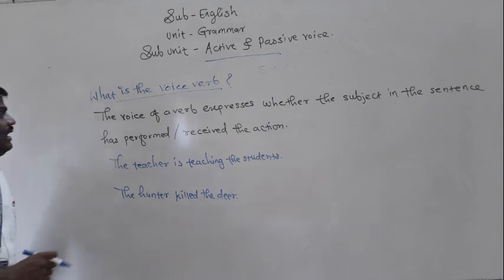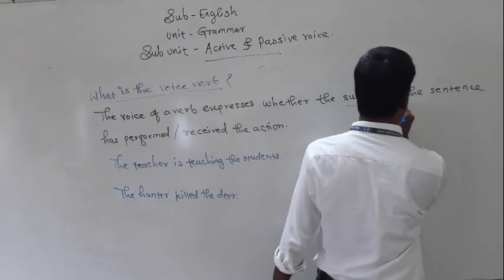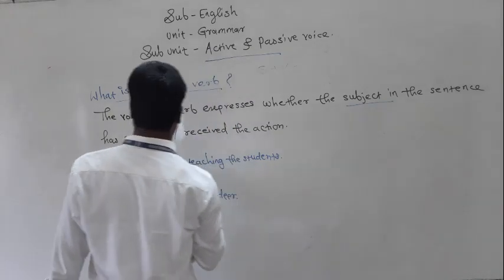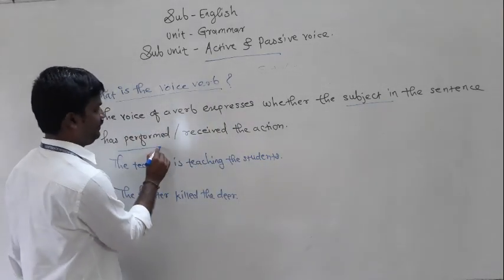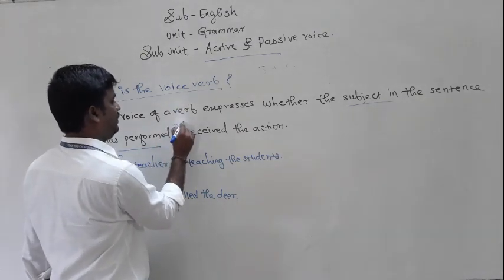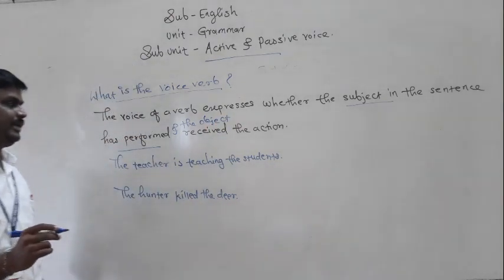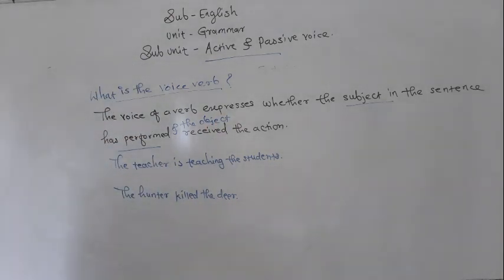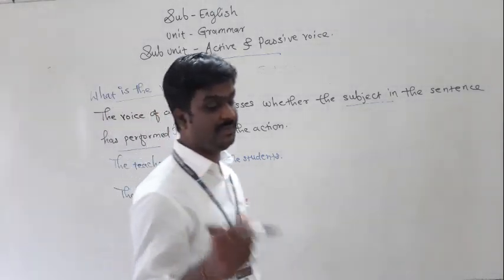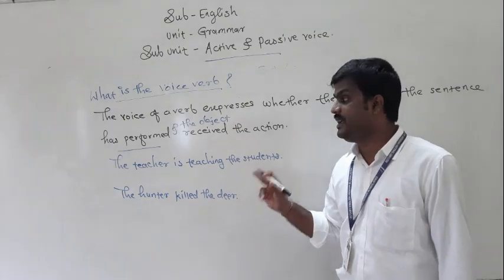So we will start. The voice of verb expresses whether the subject in the sentence has performed the action, or the object has received the action. It means here the roles of the doer and the receiver play a vital role.